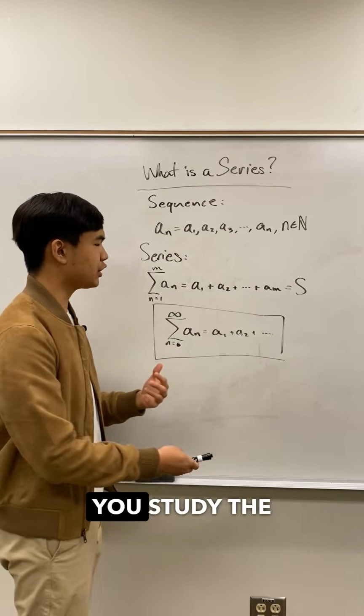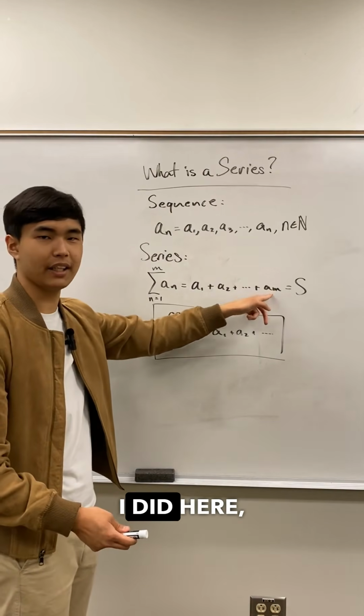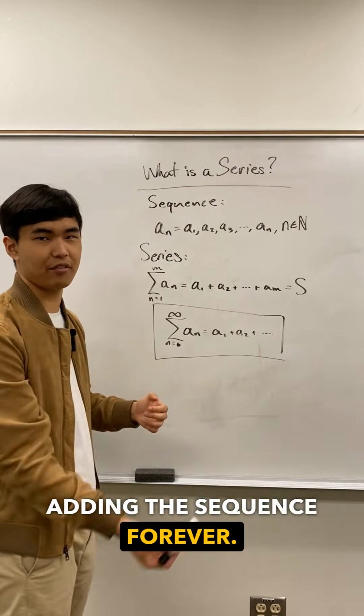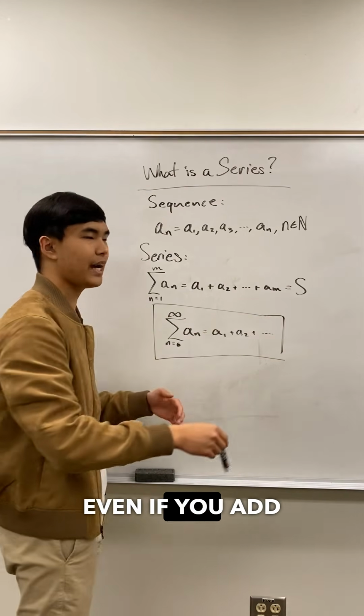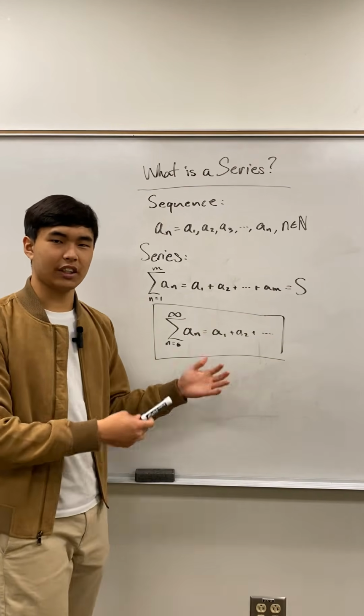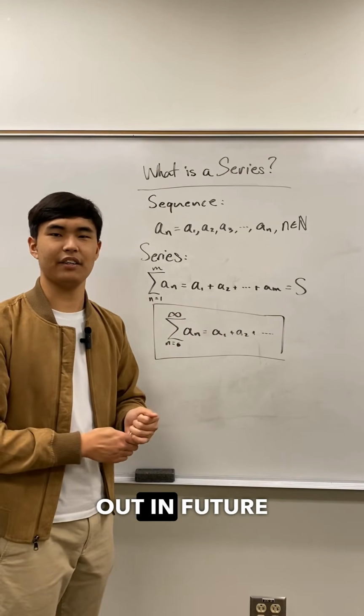In AP, you study the behavior of infinite series, where instead of just stopping at some term like I did here, you just keep adding the sequence forever. Some infinite series actually do end up settling on a finite value, even if you add an infinite number of terms. This is called convergence. Some series converge and some series don't, and I'll tell you how to find out in future videos.